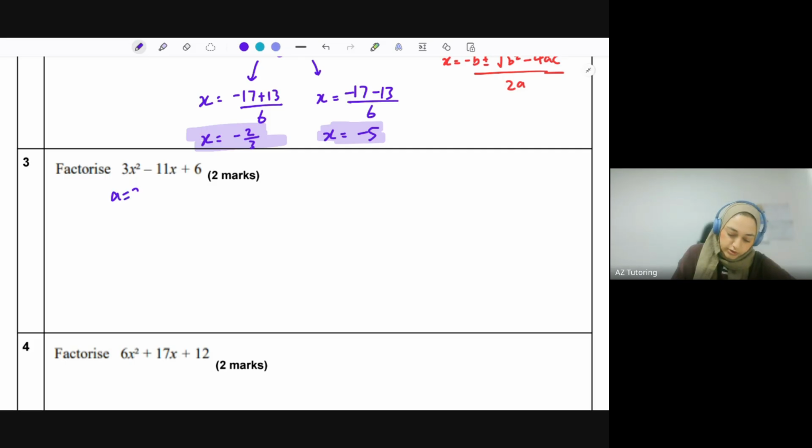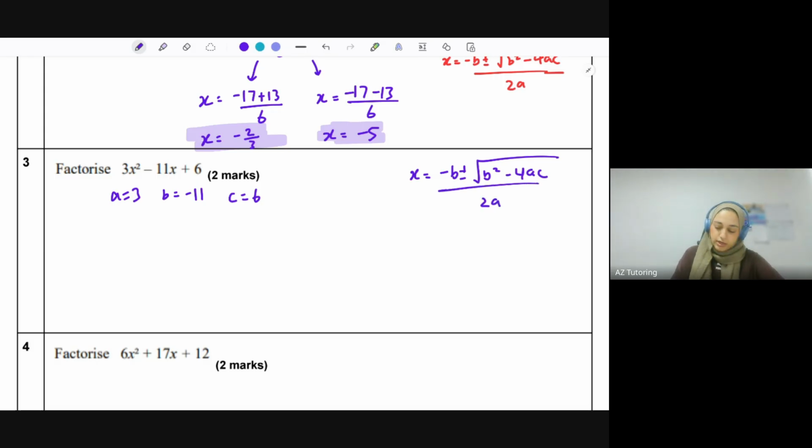We know a equals 3, b equals minus 11, and c equals 6. There's a minus sign here. That's quite a common mistake that students make as well, forgetting that that's part of b. Quadratic formula, I'll just put it here again. Minus 4ac, all divided by 2a. So putting that in, x equals minus b. We've got minus minus 11. When you've got two minuses together, that becomes plus.